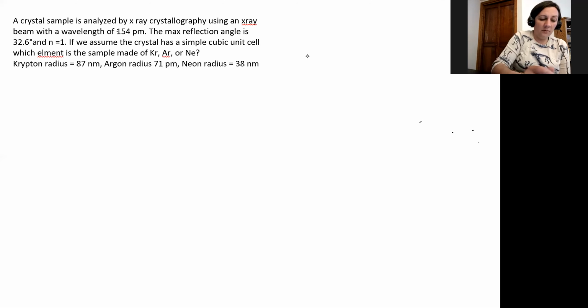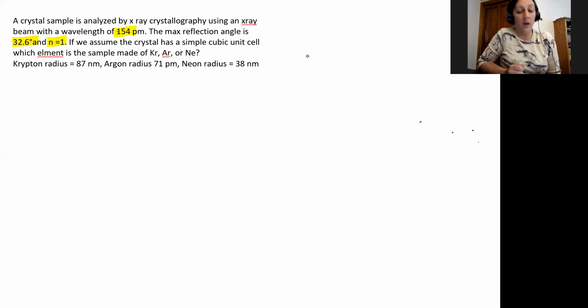So we know that we have a wavelength of 154 picometers, and the reflection angle is going to be 32.6 degrees. We're going to assume that we have a diffraction order of 1 as well.